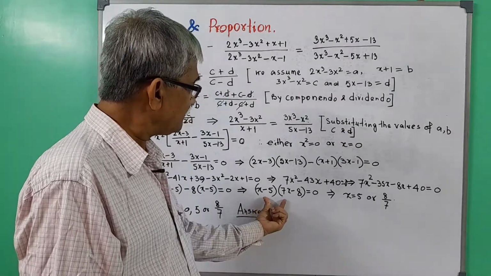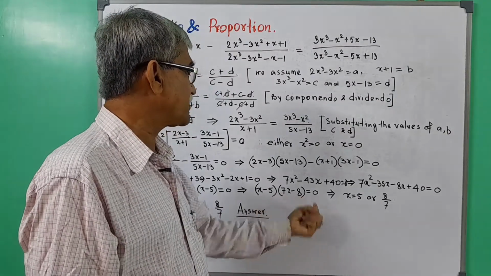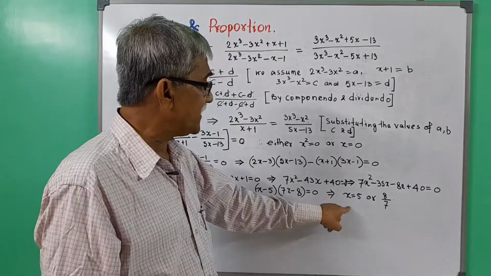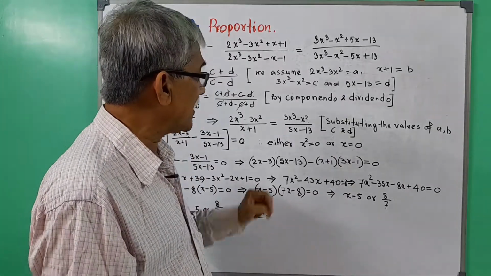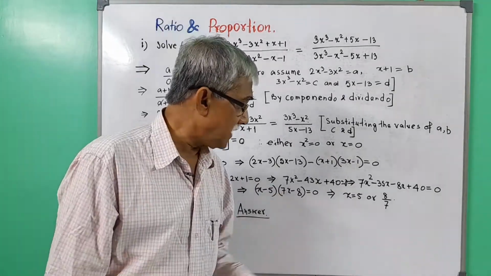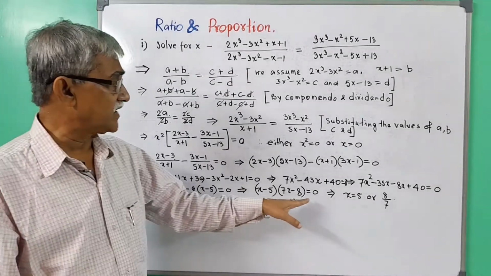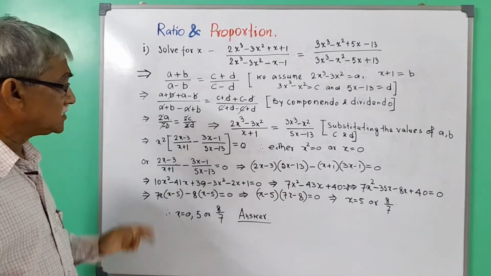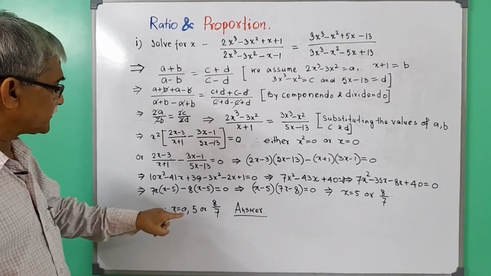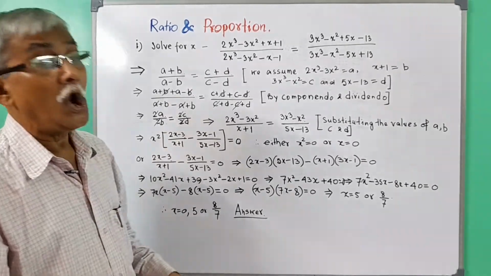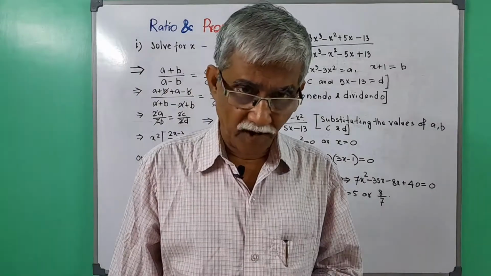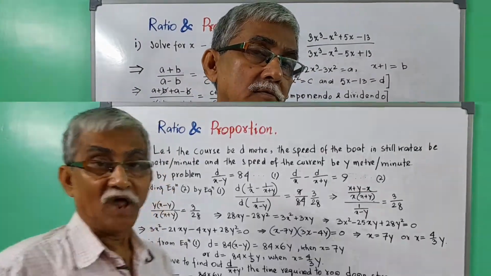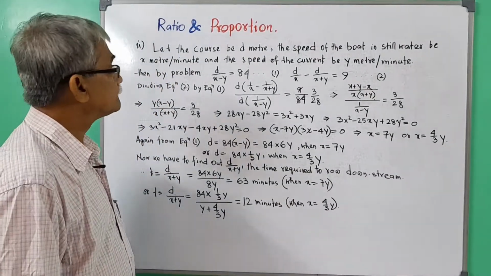Once again the factors have their product as 0, so either x minus 5 is equal to 0, and that way x is equal to 5, or 7x minus 8 equals 0, or x is equal to 8 upon 7. So this way you have got 3 values for x: 0, 5, or 8 by 7. Now let us work out the second sum.